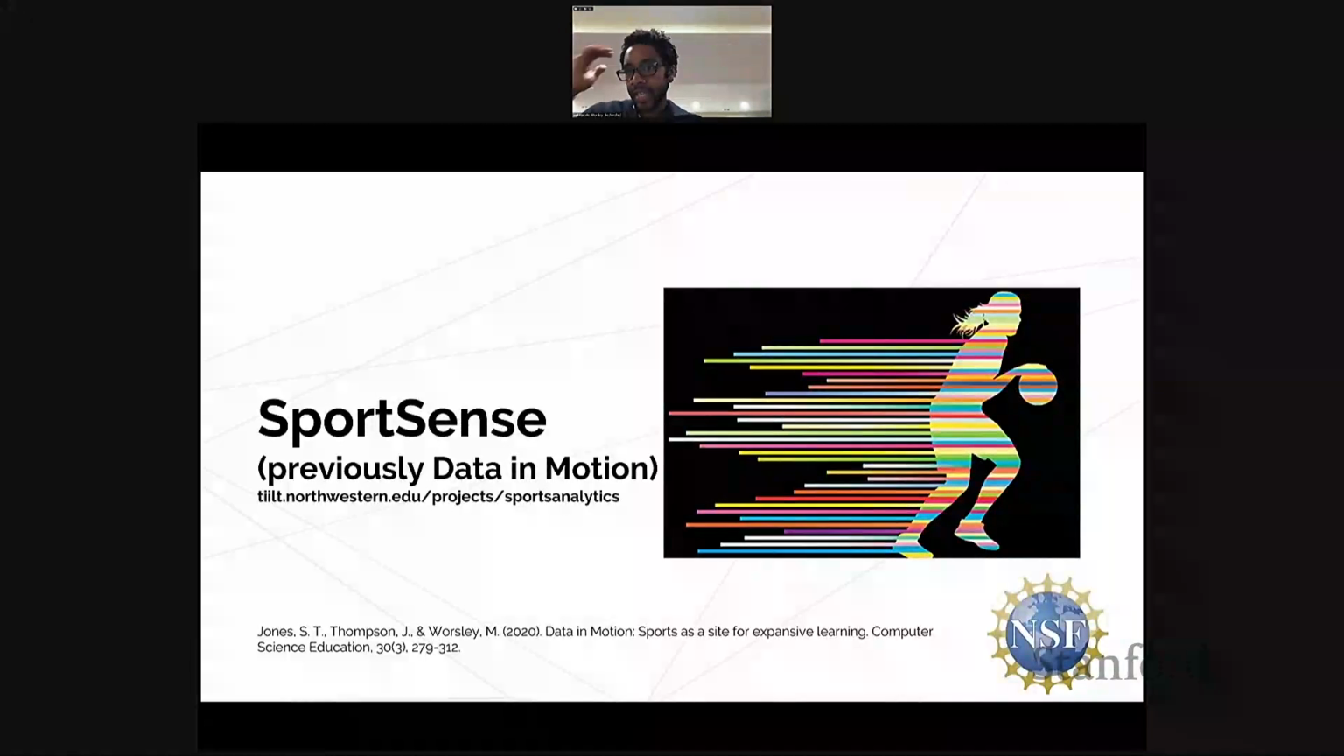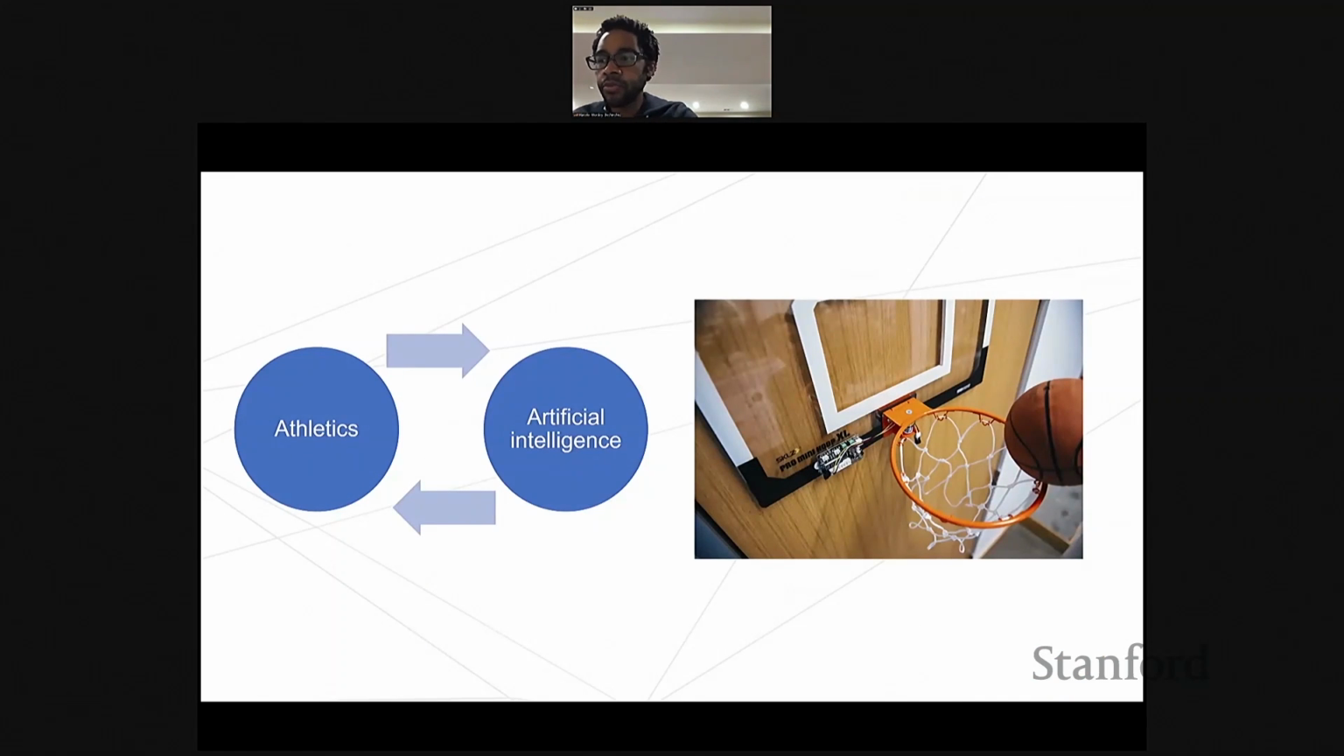So this work is related to a project called SportSense. It was previously called Data in Motion. You can check out some of the stuff on this at tilt.northwestern.edu/projects/sports analytics. The big picture behind SportSense is really trying to center identities related to athletics in an academic context, and to say that there are important ways that athletics can be used as a space to learn about artificial intelligence, and there are important ways that artificial intelligence and multimodal technologies can be used to improve athletic performance.